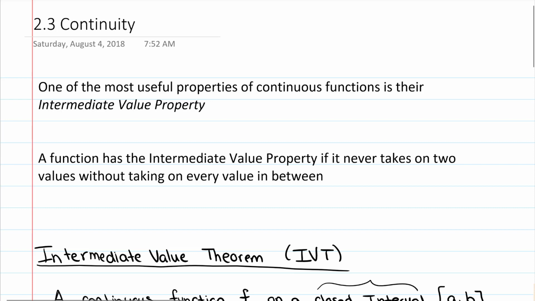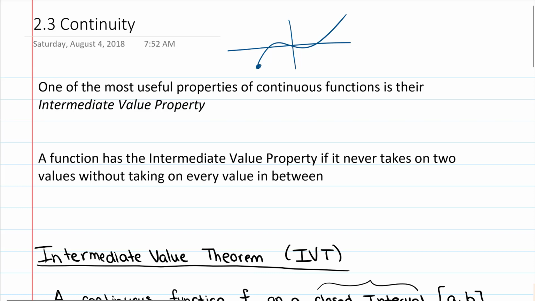Useful properties of continuous functions is their intermediate value property. A function has the intermediate value property if it never takes on two values without taking on every value in between. So this basically just says that if we have a function that is continuous, it never takes on two values without taking on every value in between.